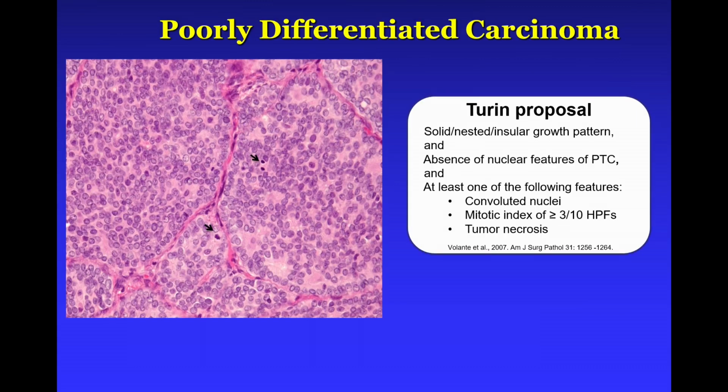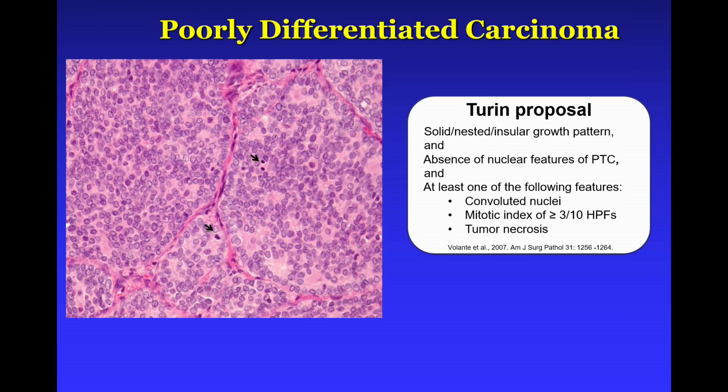So after these 2 papers, a bunch of pathologists gathered in Torino in Italy, and they came up with a proposal, the Turin proposal. They didn't invite me. Anyway, if you follow this proposal, first you need a solid growth pattern. This means you're going to exclude every papillary carcinoma and follicular carcinoma that has necrosis and is very aggressive. You need nuclear features of papillary carcinoma. So just the fact that you have nuclear features of papillary carcinoma means that the tumor is not poorly differentiated, means that the tumor is not aggressive, which doesn't make any sense.